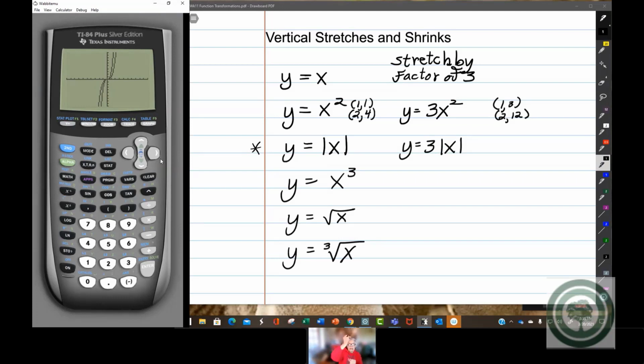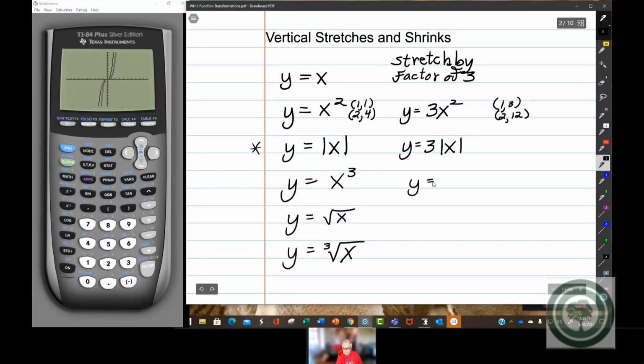See, it got stretched. So it's higher for all intents and purposes, and lower. It's closer to the y-axis because it got stretched. And to stretch this would be y equals 3 times the square root of x. And to stretch this, you would have y equals 3 cube root x.